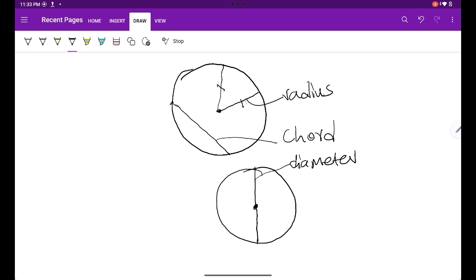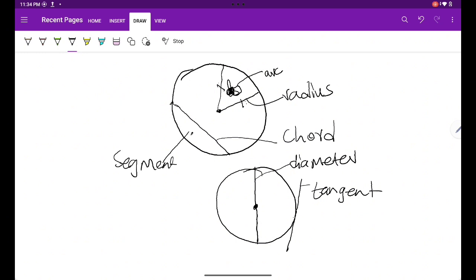Right, and then we also have a line that touches the circle at one point. This we call a tangent. Now the space that is made by the radii is called an arc, and the space that is made by the chord is called a segment.